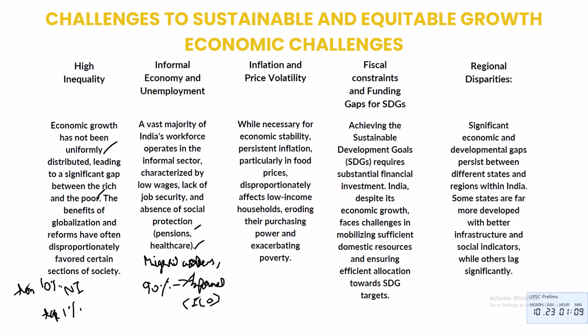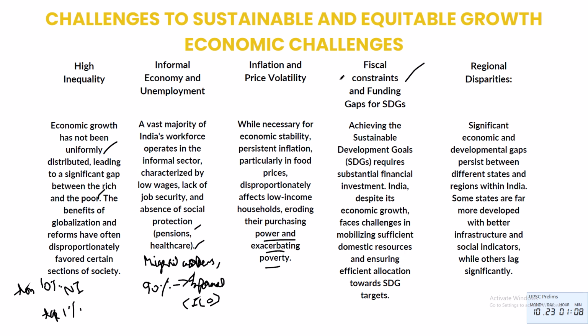Next one is inflation and price volatility. While necessary for economic stability, persistent inflation, particularly in food prices, disproportionately affects low income households, eroding their purchasing power and exacerbating poverty. Like fluctuation in vegetable or fuel prices can severely impact the household budgets. Food inflation here actually remains a concern for Indian people because it often contributes significantly to overall CPI, Consumer Price Index inflation.